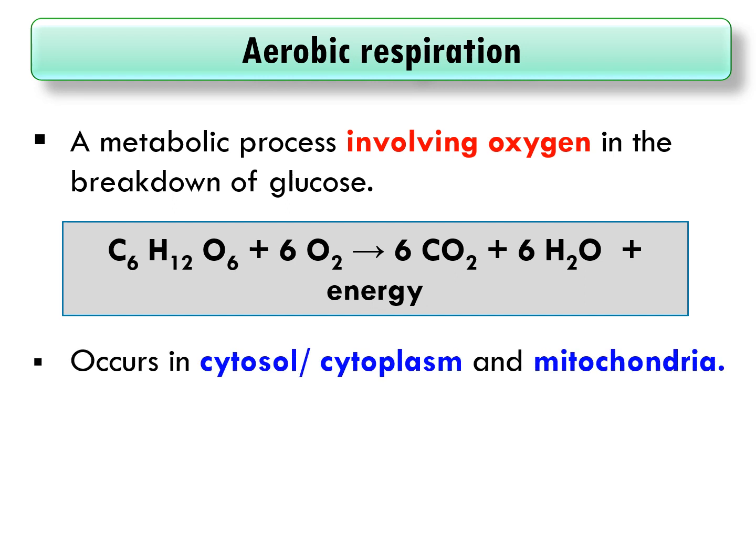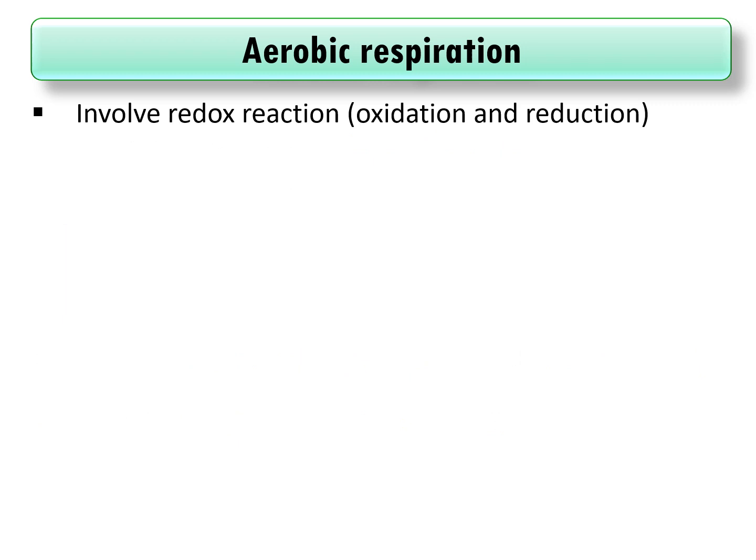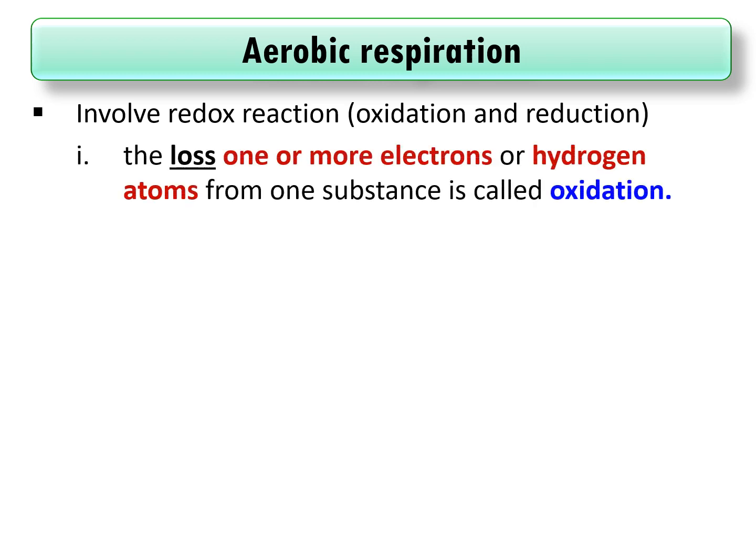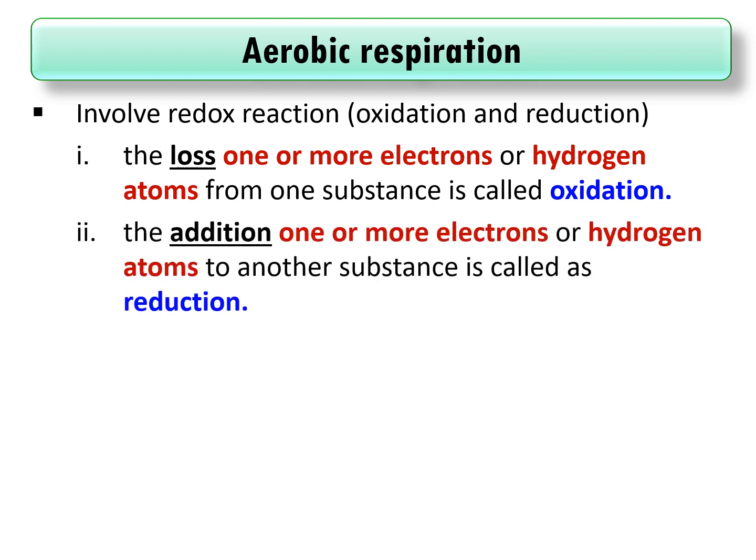Aerobic respiration occurs in the cytosol or cytoplasm and mitochondria. Aerobic respiration will produce a high amount of energy. Aerobic respiration involves redox reactions, which are oxidation and reduction. Oxidation is the loss of one or more electrons or hydrogen atoms from one substance, whereas reduction is the addition of one or more electrons or hydrogen atoms to another substance.